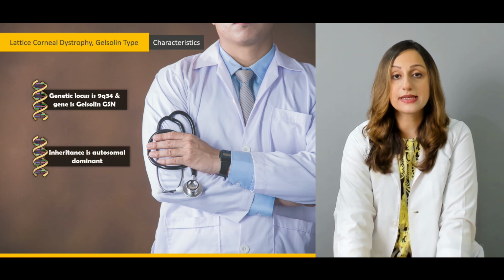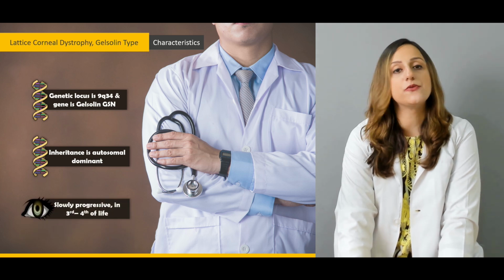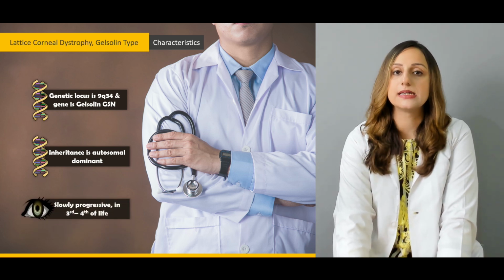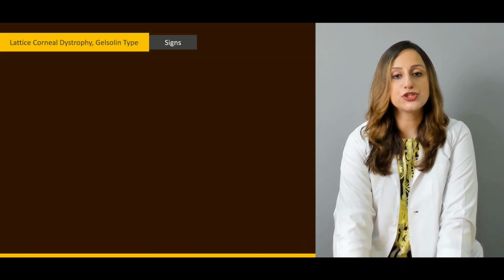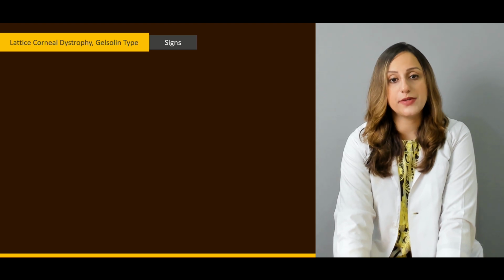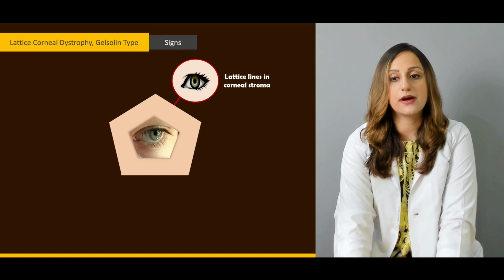The inheritance is again an autosomal dominant variety. It is a slowly progressive variety. It usually presents in the 3rd or the 4th decade of life. So the kind of presentation in these corneal dystrophies is again very peculiar. The signs as a clinician that you would note down are the lattice lines in the corneal stroma.